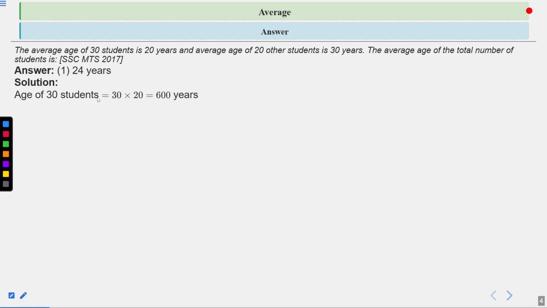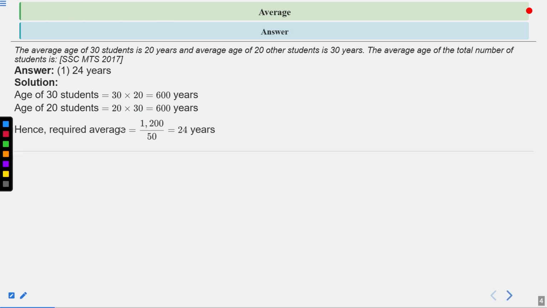So the total age of 30 students becomes 30 into 20, which is 600 years. In the same way, the total age of 20 students becomes 20 into 30, which is 600 years. Now the required average: total age becomes 600 plus 600, which is 1200, and total students 30 plus 20, so we got 50. Dividing by 50, we got 24 years. So the first one is the correct answer of this question. Next one.